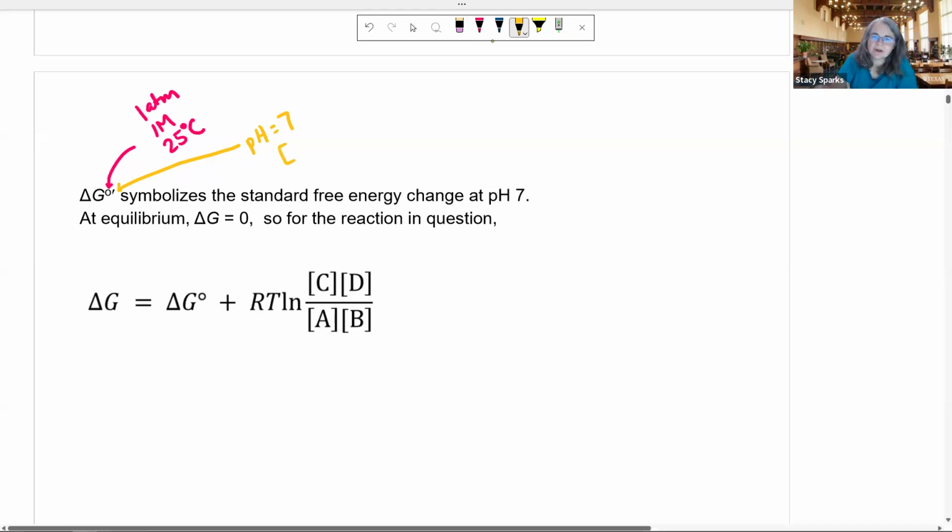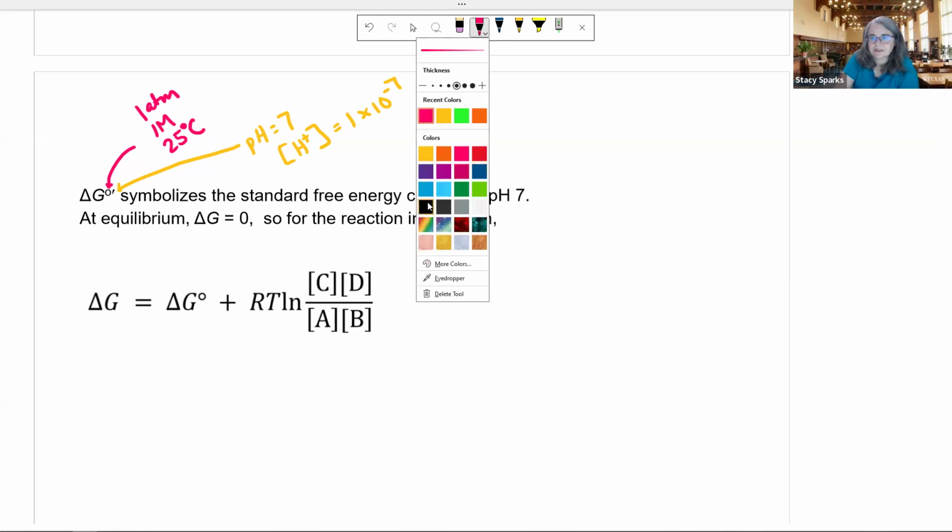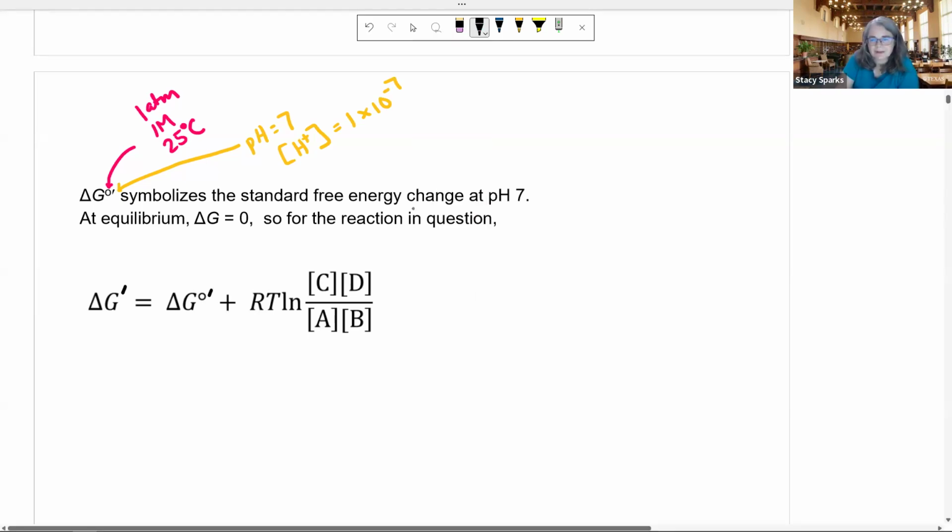Notice that that means that our H plus concentration is not 1 molar, right? So at standard conditions, everything else would be 1 molar, but H plus would be that 1 times 10 to the negative 7. So I'm going to come in here and fix that right here. If we want to do all of those values, we're going to add that in.